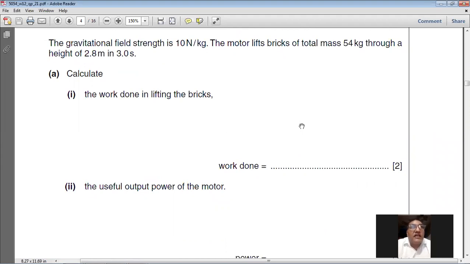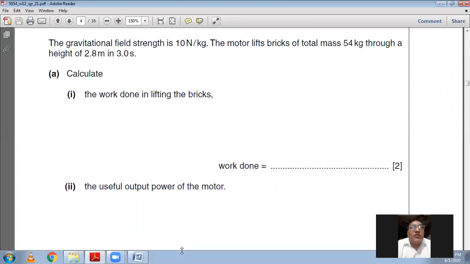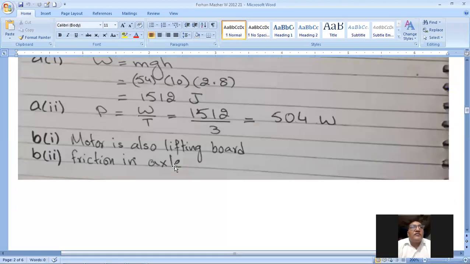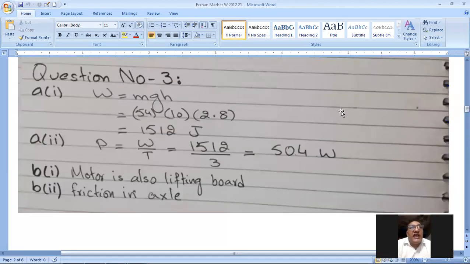The gravitational field strength is 10 Newton per kg. The motor lifts bricks of total mass of 54 kg through a height of 2.8 meter in 3 seconds. Calculate the work done in lifting the bricks. The work done when you lift something vertically upward can be found by the formula weight multiply height, or mgh. The m value is 54 kg into 10 into 2.8, so the answer is 1512 joules. This is the work done.